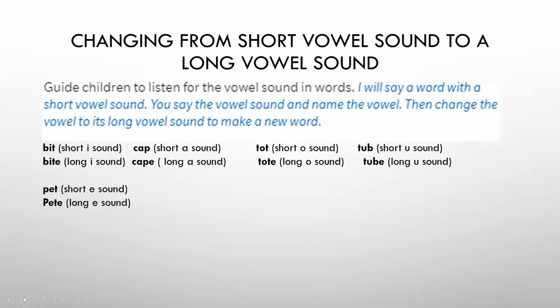And then the last one is pet, pet. You can tell me the vowel for that one. And then if I put a silent E at the end of it, it's Pete. So a pet could be an animal that lives in your house. So like if you have a dog, that's a pet, or a cat. And then Pete is the name of a person. So it changes the word completely from pet to Pete.